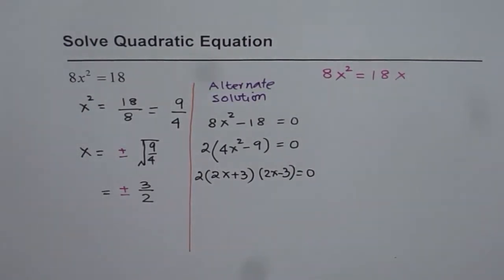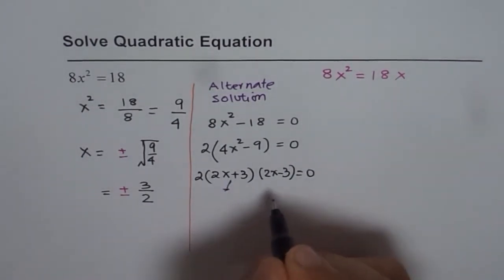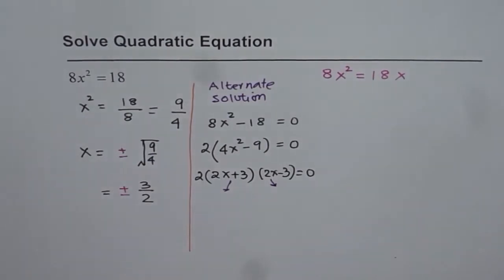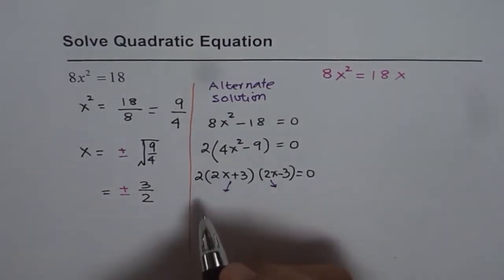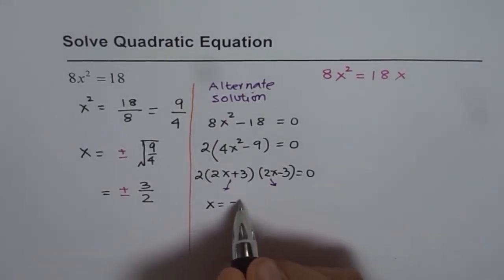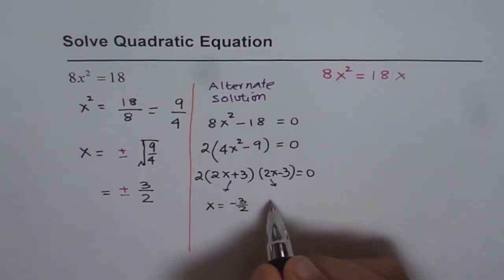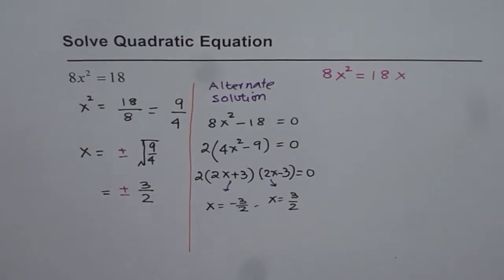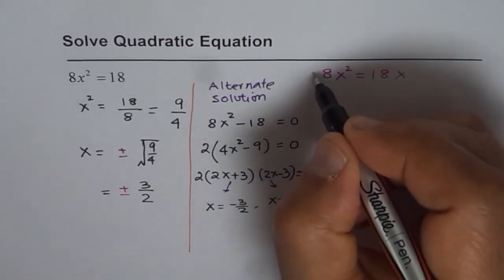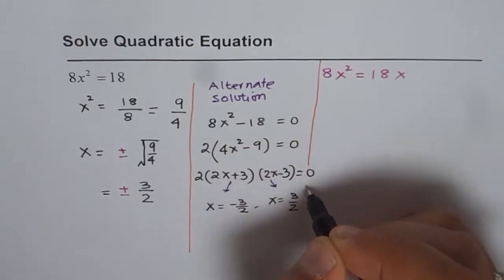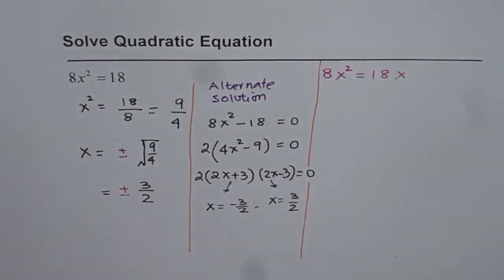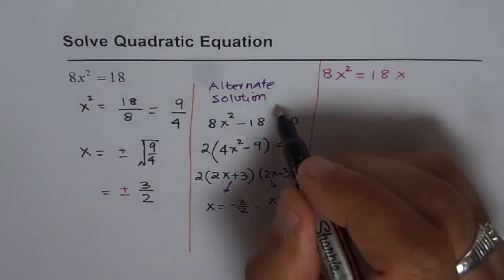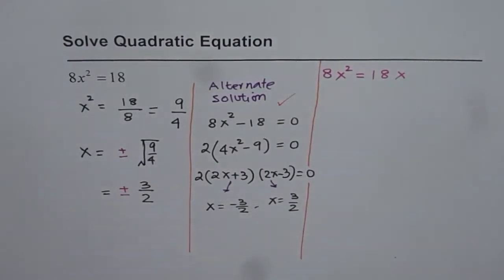Perfect. So that gives you 2 solutions, right? Your solutions are indeed x equals minus 3 over 2 and x equals plus 3 over 2. So you get both the solutions. If you follow this method, you don't make these mistakes. So that is a better method to use, correct?